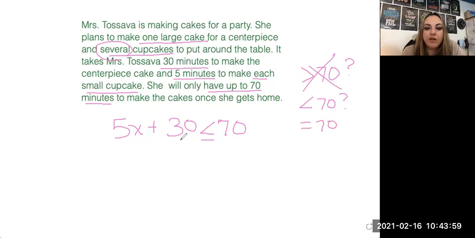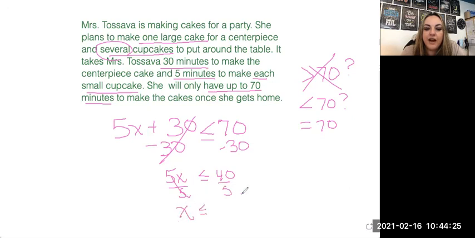Now we're just going to solve this as normal. We would first subtract 30 from both sides. We want to get rid of that amount of time it takes to make the centerpiece to see how many small cupcakes can be made. We have not divided or multiplied by a negative, so we're going to leave our symbol the same. We get 40 over here, and then we undo our coefficient of 5.